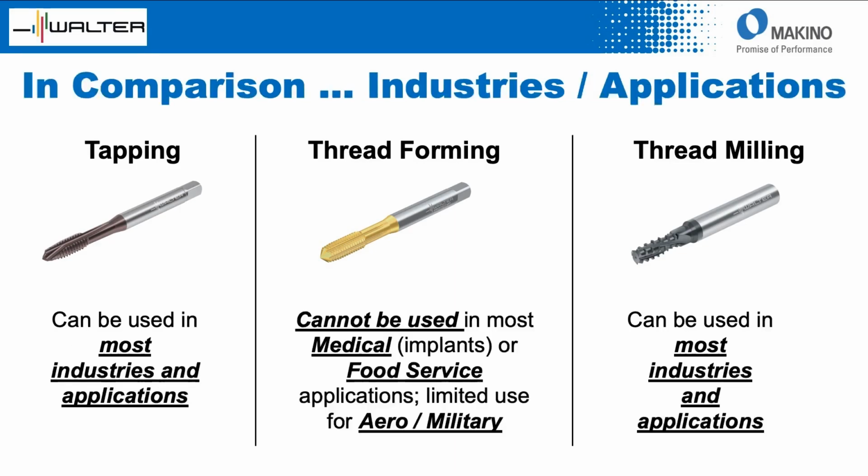All right. The industries and the applications where one or the other would or would not apply? Exactly. Basically, almost back to that same thing. The tapping and the thread milling, very universal. They can be used across the board. But when you get to the thread forming, we touched on the medical, we touched on the food industries, and we touched a little bit on that aerospace, military applications where there may be some restrictions there for using that.